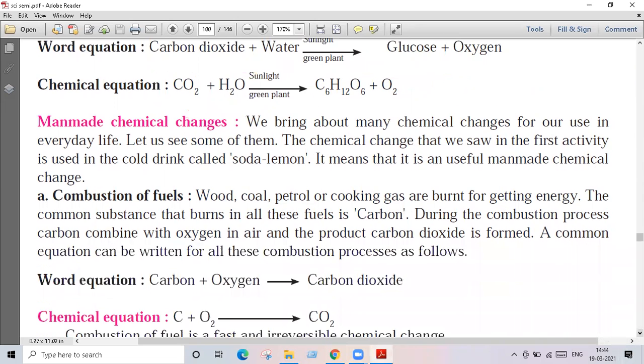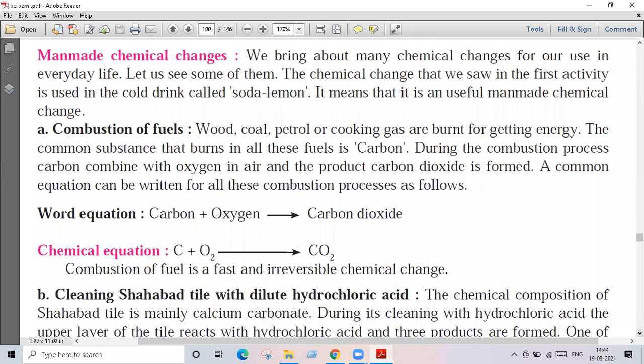Now, what are man-made chemical changes? Now, these are the natural changes we have seen. What are the man-made chemical changes? So we bring about many chemical changes in our day-to-day life. Let us see some of them.